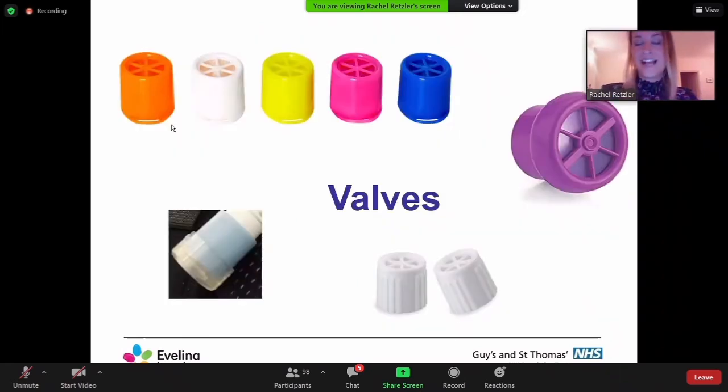Valves don't come in different sizes. However, they come in different makes. Here are some examples of valves that we use at Evelina, including the Pasquier valve, which is the top right purple valve. And we also use Voice Line 2 valves, which as you can see come in all different colors. We used to use the Rush valve in the bottom left corner in the past. However, this valve is no longer manufactured, so we don't use that valve anymore.